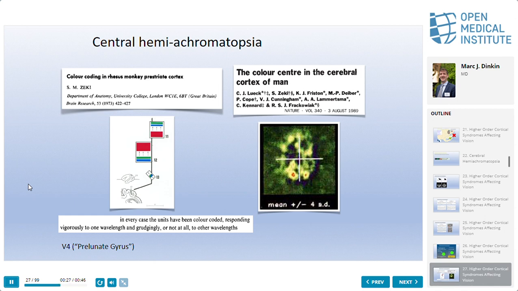So he found it was like the retina. You had these color-sensitive cells in V4. And then Lueck and colleagues showed with PET scan that this area lit up, but only from colored stimuli. So now we know that Verrey was right, and we have this color center.